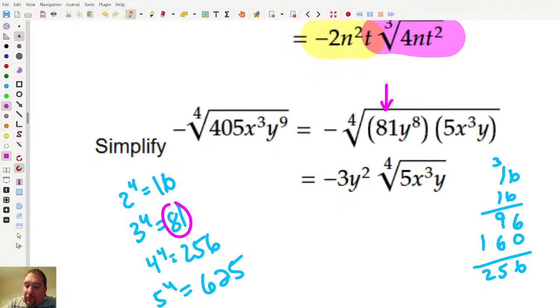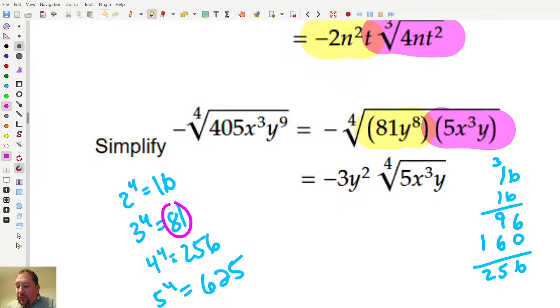Similarly, I'm looking for groups of 4. Well, x cubed is not going to have any groups of 4. So I'm going to structure that in the back group. If I have y to the ninth, I have 2 groups of 4. So I have a y to the 8th that's going to come out nicely, and then 1 left over here. So similar to everything thus far, this is the perfect group. This is the group that's going to simplify out, and this is what's going to be left behind.